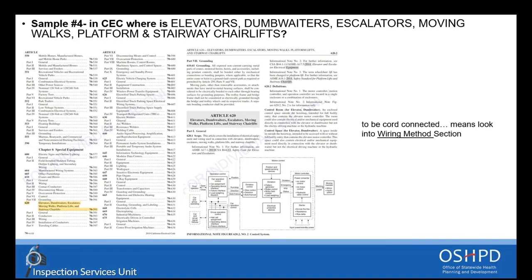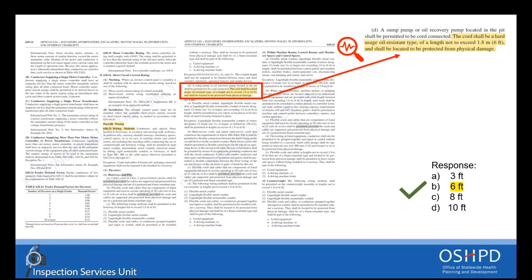So we move forward and keep flipping the pages of the section 620, and you will arrive at the wiring method. This is Part 3, section 620.21, and you will find information for your response. Here, highlighted, it gives that the cord length requirement is not to exceed 6 feet. Therefore, the answer would be B.